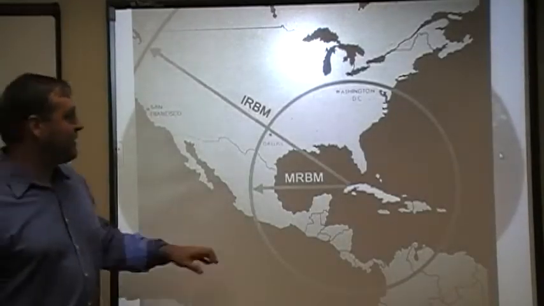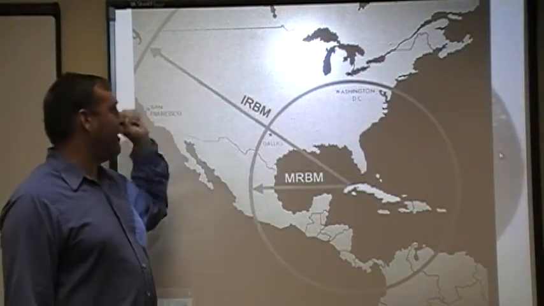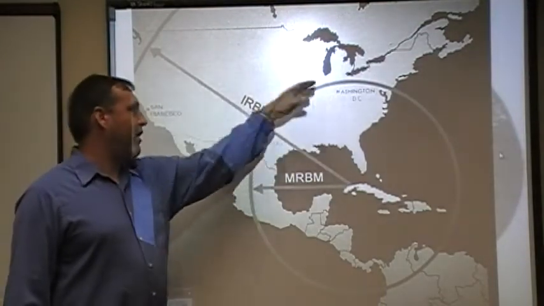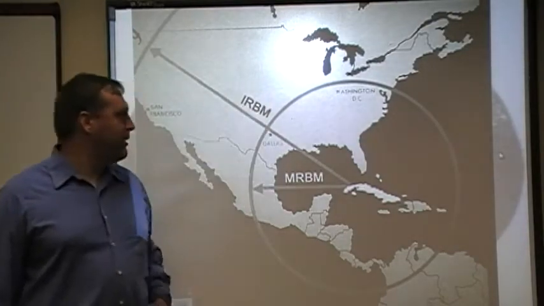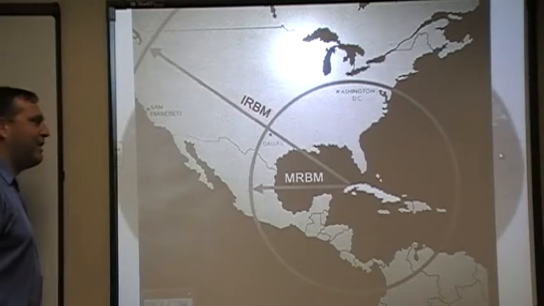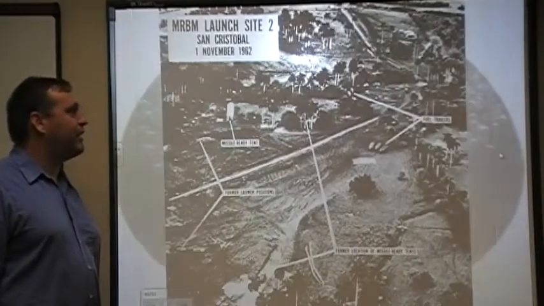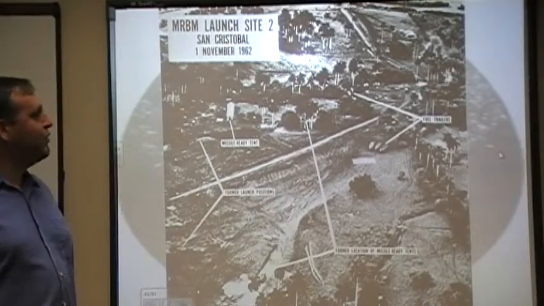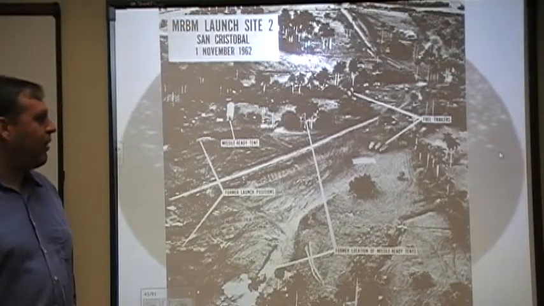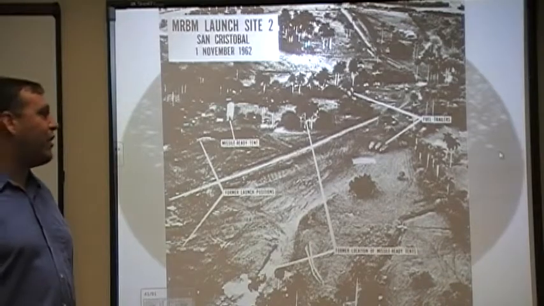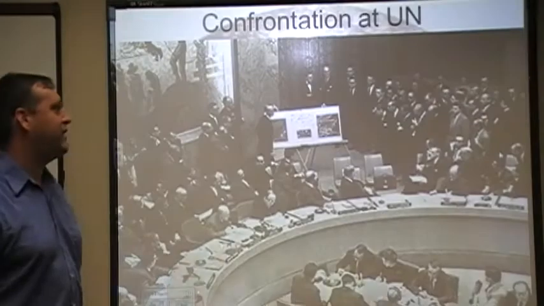And so this is one of the maps you would have seen, right? The medium range ballistic missile, the intermediate range ballistic missile, and where they could hit. Something like 12 minutes from Cuba to DC, or I forget what the time scale was. But they could hit pretty much anywhere with these missiles based in Cuba. This is the actual U-2 photo that Kennedy showed on national TV, and then also at the United Nations, where the missiles were, all these various sites and things like that.